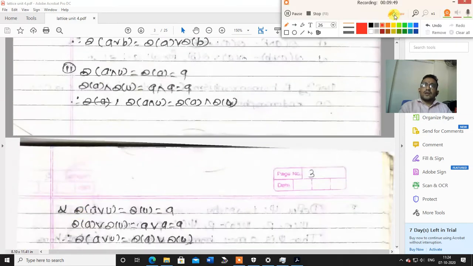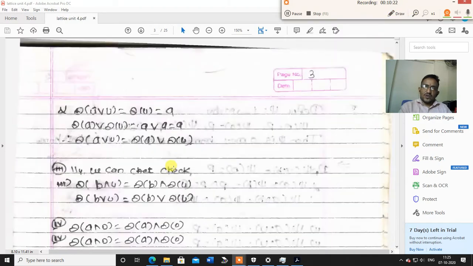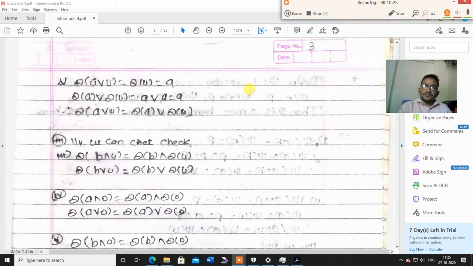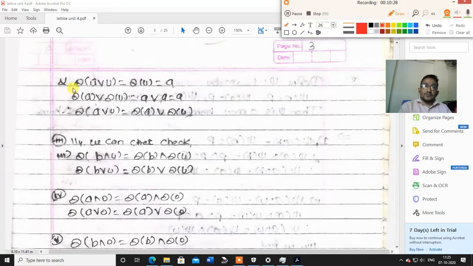So theta of A join U. What is A join U here? It is U, and theta of U is Q. Similarly, theta of A join theta of U: theta of A is Q and theta of U is Q. Therefore Q join Q is equal to Q, so both are equal to each other. Therefore theta of A join U is equal to theta of A join theta of U. So we can say that theta is a join homomorphism. Similarly, we can show the remaining cases.